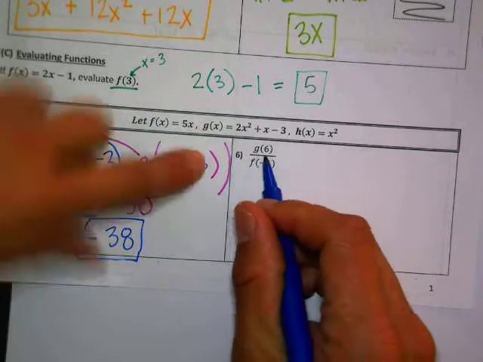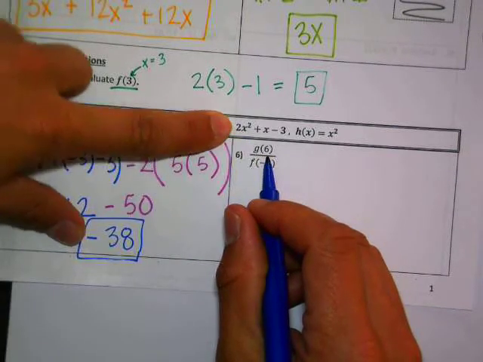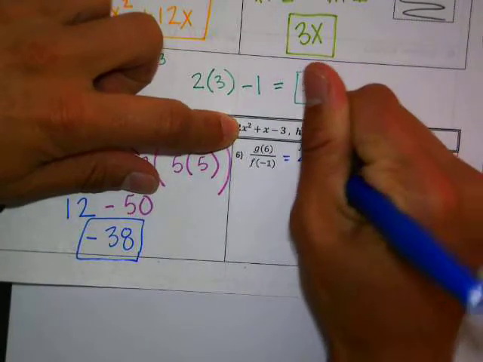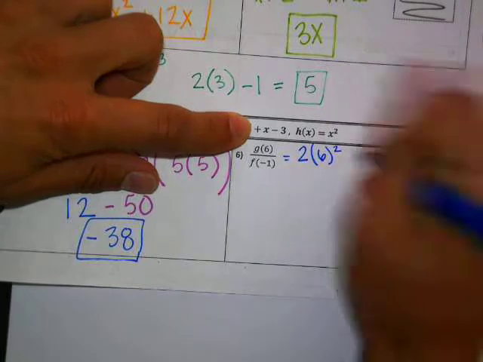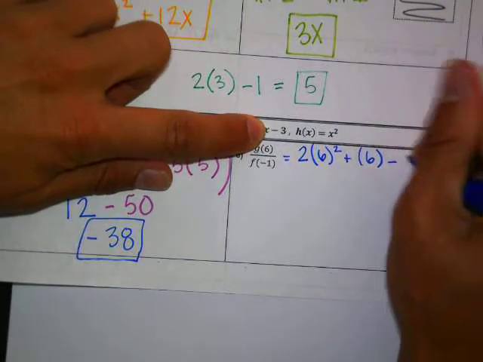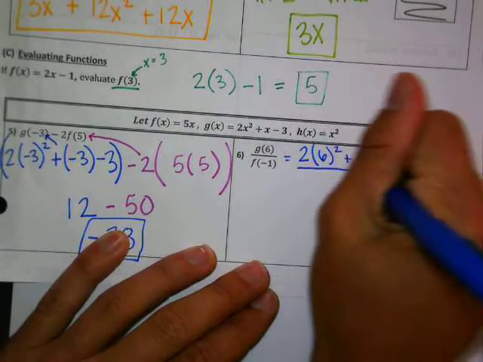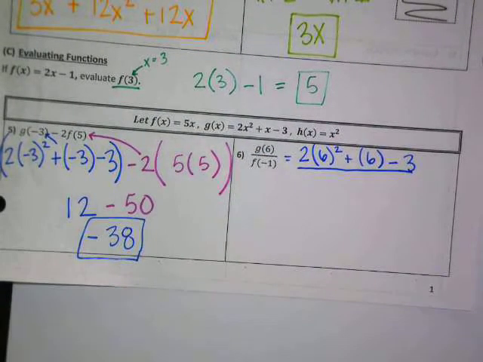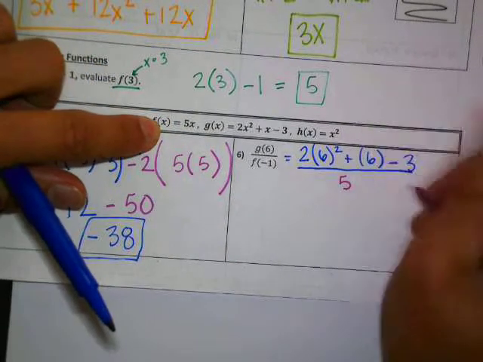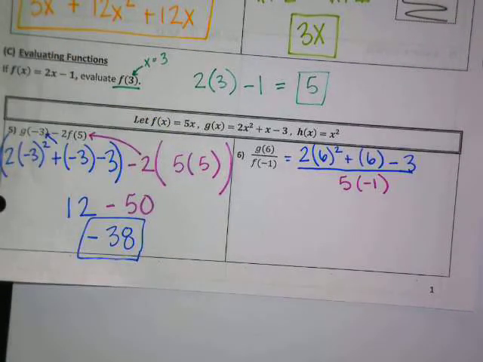All right, number 6. I'm going to be using G, and what am I plugging in for the x? 6. So in place of the x, I'm going to put 6 squared plus, in place of this x, I also put 6, and then minus 3. And on the bottom, I'm going to be using the function f, and what are you plugging in? 5 and negative 1. So 5 times negative 1.